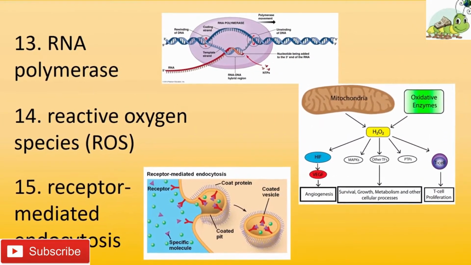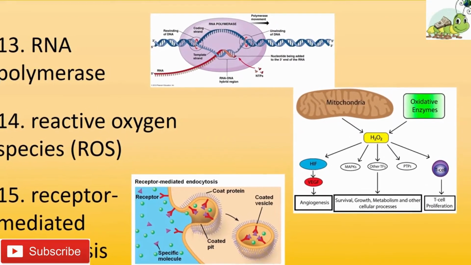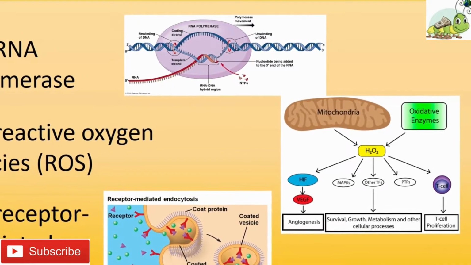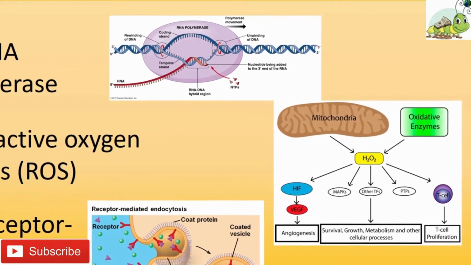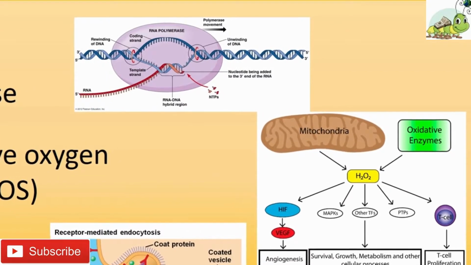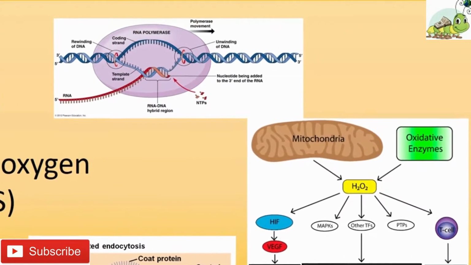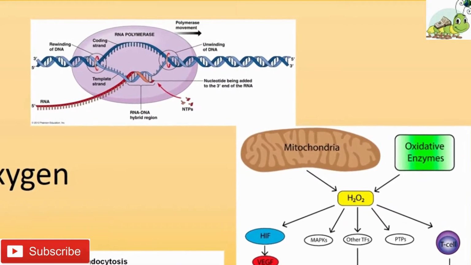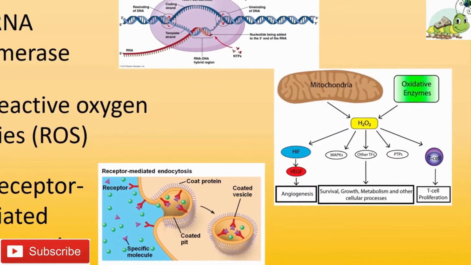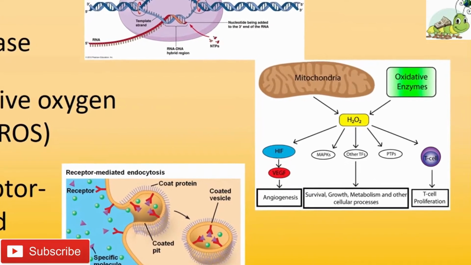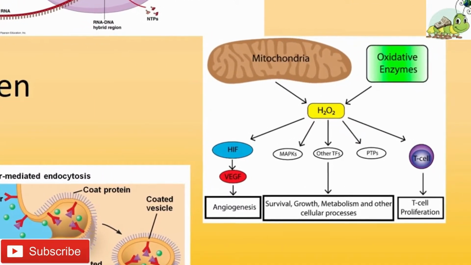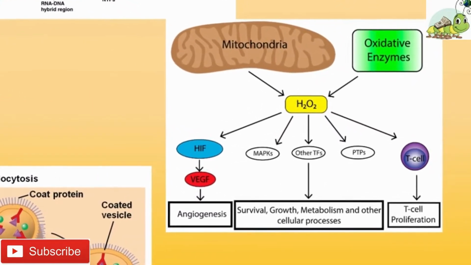Point number 13, RNA polymerase. An enzyme that unwinds DNA and then adds new nucleotides to the growing strand of RNA for the transcription phase of protein synthesis. Different types of RNA polymerase are present, that is RNA polymerase 1, RNA polymerase 2. Point number 14, reactive oxygen species, ROS. A group of extremely reactive peroxides and oxygen-containing radicals that may contribute to cellular damage.